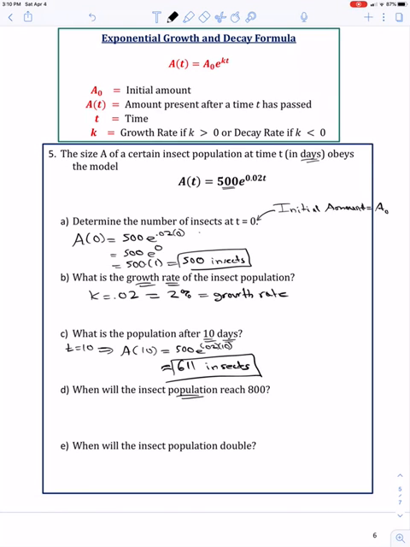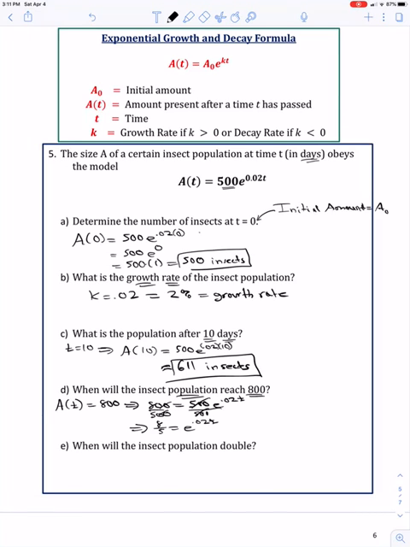When will the population reach 800? So our question is, when does A of t, the amount present after t days, equal 800? With that said, we go to our model. 800 needs to equal 500 times e to the 0.02 times t. So again, we're solving for t. To solve for t, let's divide out the 500 on both sides. That simplifies down to 8/5 equal to e to the 0.02 t. Now we have an exponential equation, so we have to solve for t up here in the exponent.